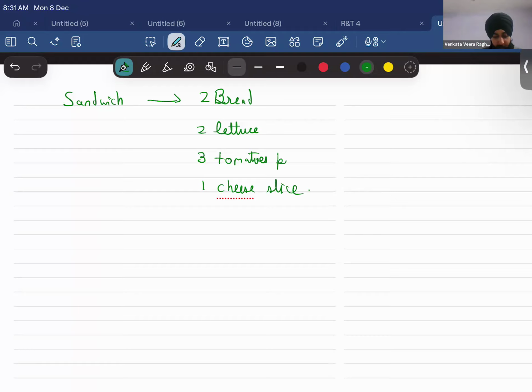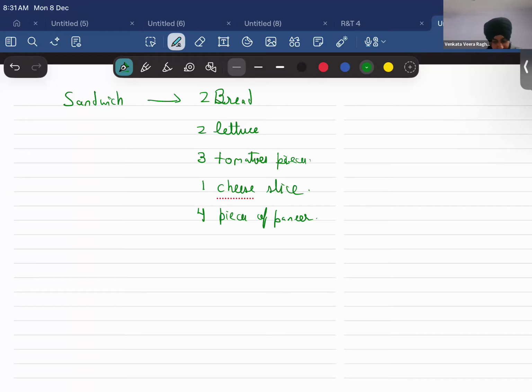This is three tomato pieces, not three paneer or tomatoes. No chicken, I am a vegetarian. Why paneer, sir? Okay, paneer also you can add. How many pieces of paneer can I add? Let's add 4 pieces of paneer in one sandwich.